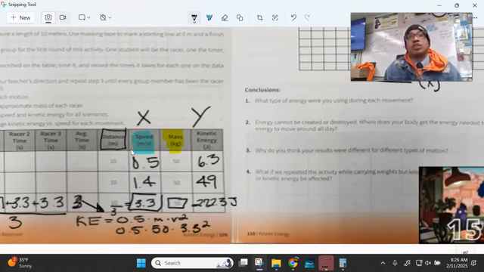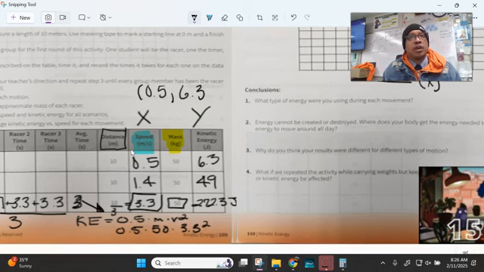So the first coordinate, I'm going to write this out so it might be easier for you to see, is going to be 0.5 comma 6.3. And again, I pull that directly from this data table. My next coordinate is going to be 1.4 comma 49, and my last coordinate is going to be 3.3 comma 2.723. That is my last coordinate. So those are the coordinates I'm going to graph.